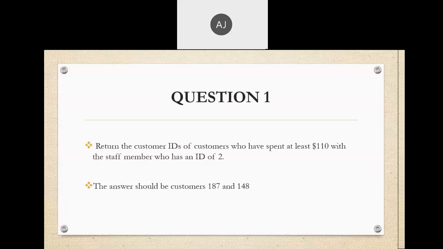This is the task of group by and having. Return the customer ID of customers who have spent at least $110. That means here we have the condition at least 110. For that we need to use group by, and also an aggregate function with the staff member. That means we also use the where clause. And this one is the expected answer, so we need to perform it.